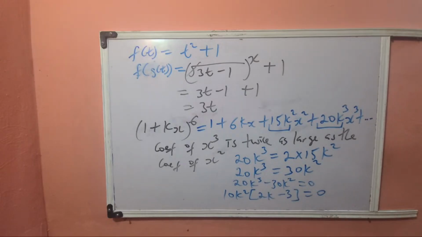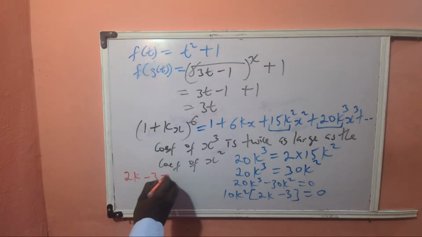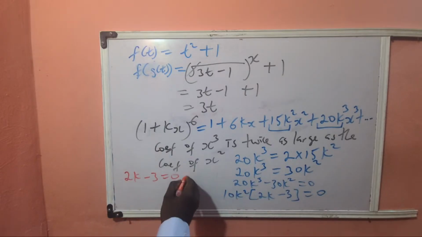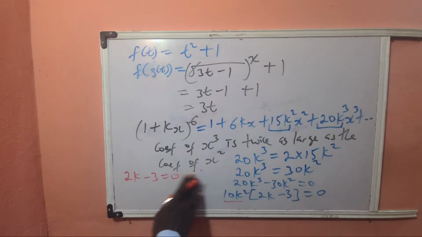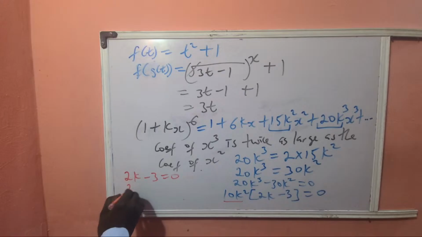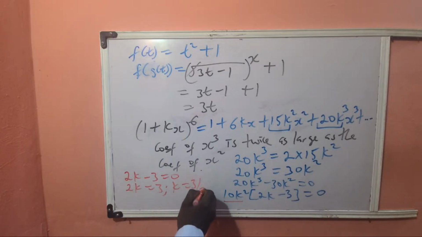Of course, from what you have here, you won't be wrong if you write 2k minus 3 equals to 0, or of course the other one is not very vital because you'll be getting 0 there. So I'll just focus on this. 2k equals to 3 and my k equals to 3 over 2. That is how you get the value of k.